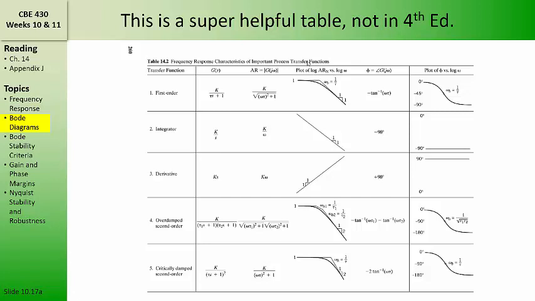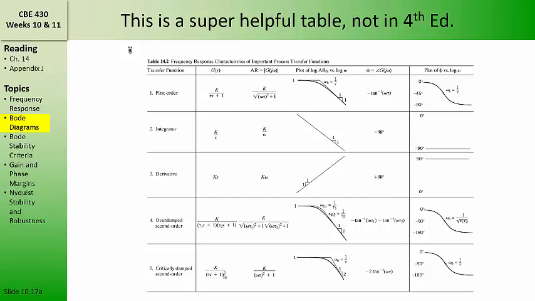Now that we've found the frequency responses for a few common types of transfer functions, such as first-order, integrator, and second-order transfer functions, we can compile them in a table for handy reference. This table 14.2 appeared in the third edition of the Seaborg text, but was omitted from the fourth edition, and I'm not sure why, because I think it's particularly helpful.